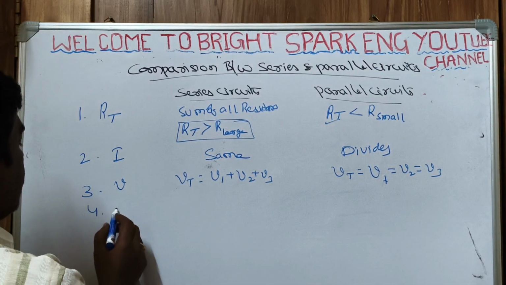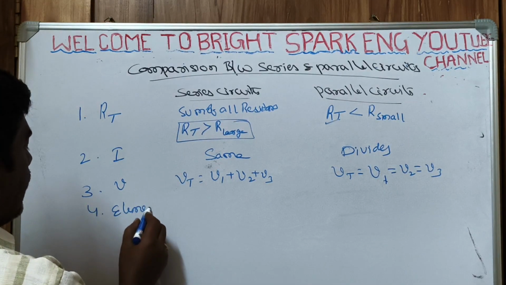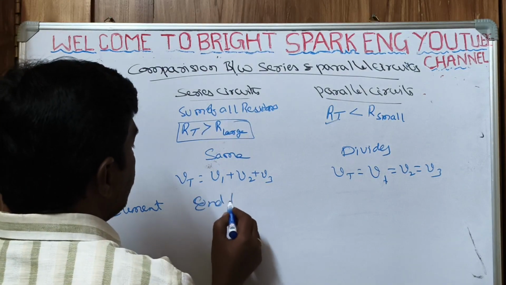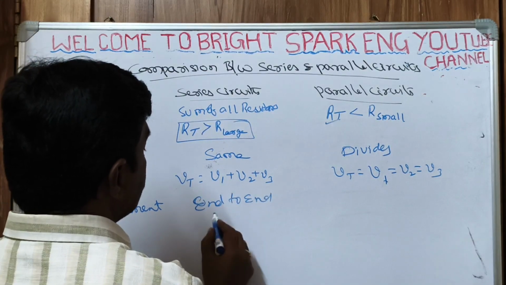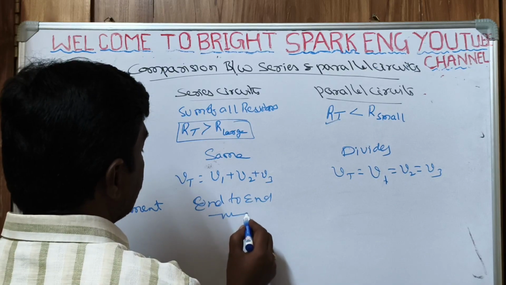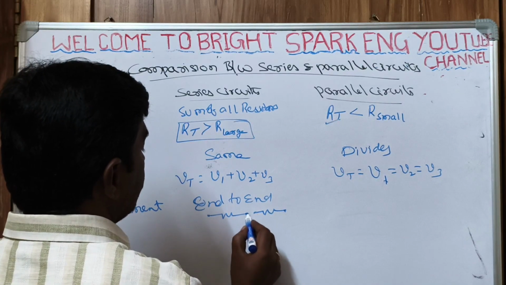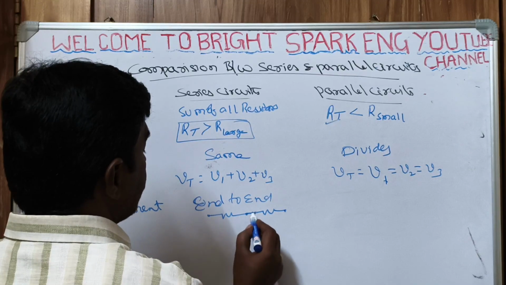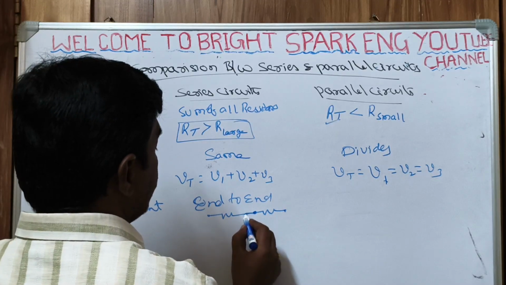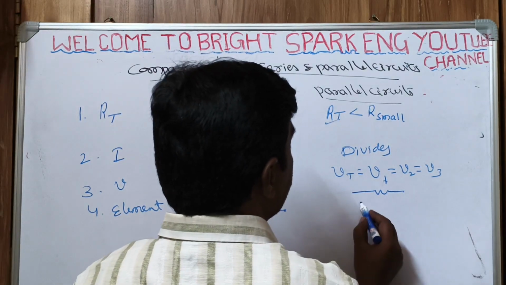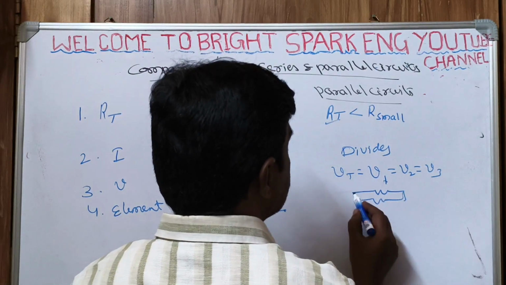Here in a series connection, elements are connected end to end. It means one end of one resistor is connected with one end of another resistor, like that. In parallel, each element is connected in parallel, like that.